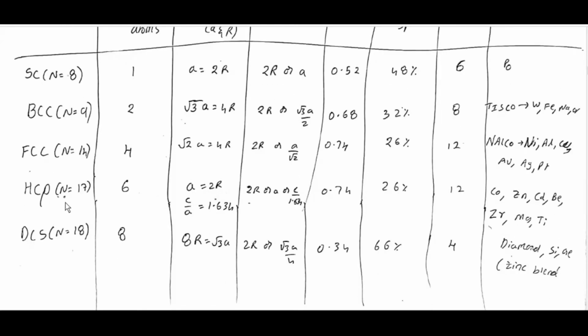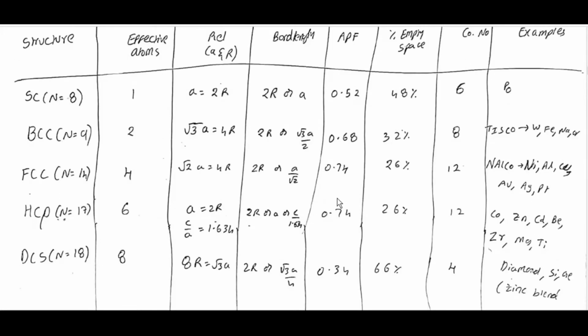HCP: n is equal to 14. Effective number of atoms 6. a is equal to 2R. c by a is equal to 1.634. Bond length 2R or a or c by 1.634. Atomic packing factor 0.74. Percentage empty space 26%. Coordination number 12. Examples: cobalt, zinc, cadmium, beryllium, zirconium, magnesium, titanium.